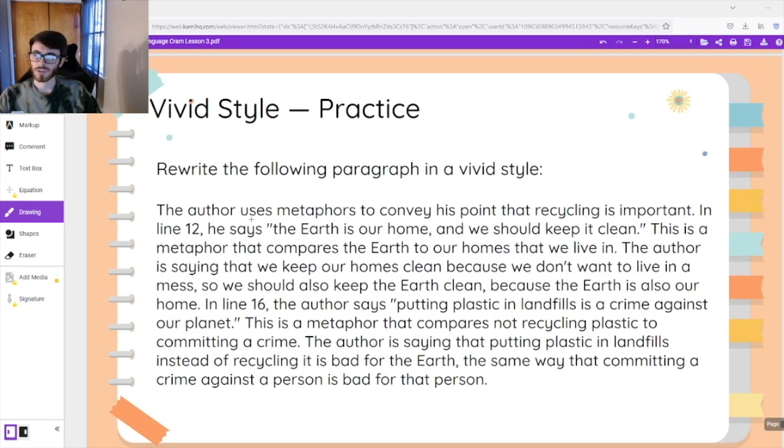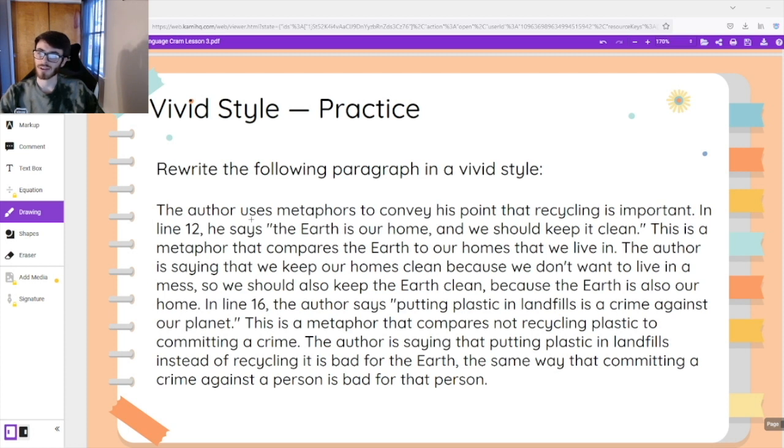Now it's your turn to do some vivid writing yourself. Here's a paragraph. Rewrite this paragraph in a vivid style. The paragraph says, the author uses metaphors to convey his point that recycling is important. In line 12, he says, the earth is our home and we should keep it clean. This is a metaphor that compares the earth to our homes that we live in. The author is saying that we keep our homes clean because we don't want to live in a mess, so we should also keep the earth clean because the earth is also our home.